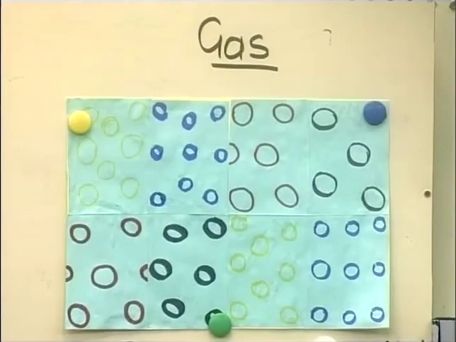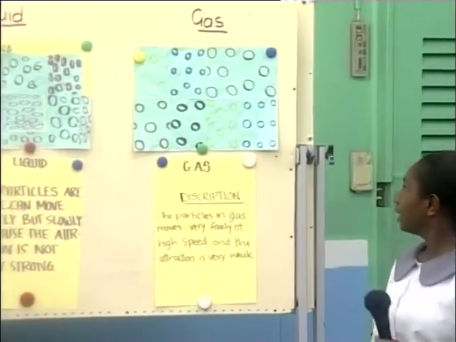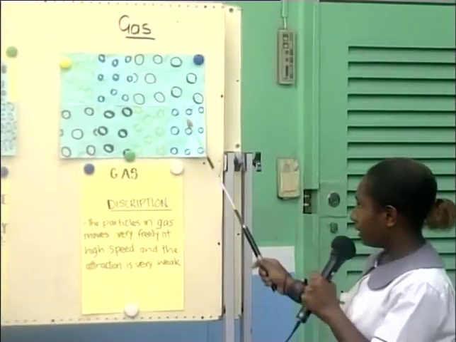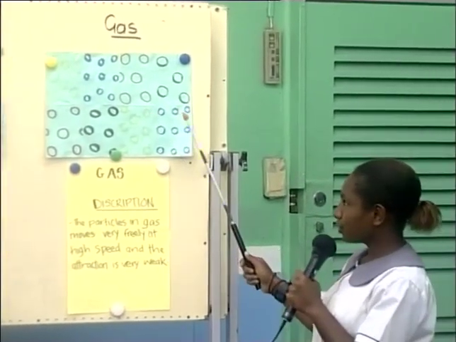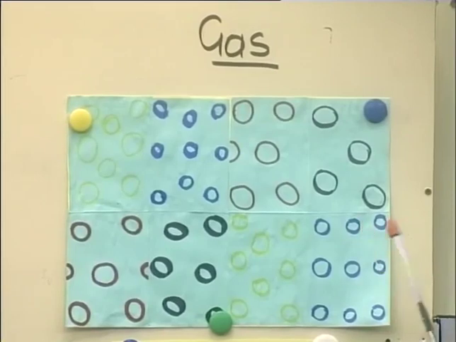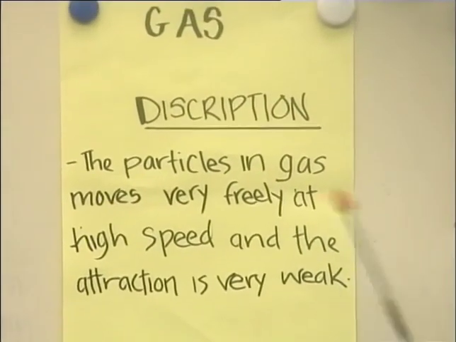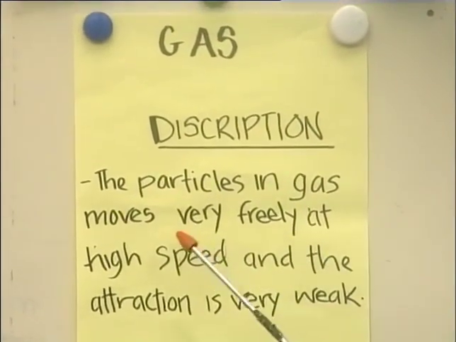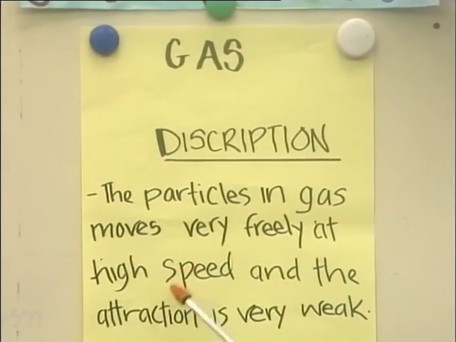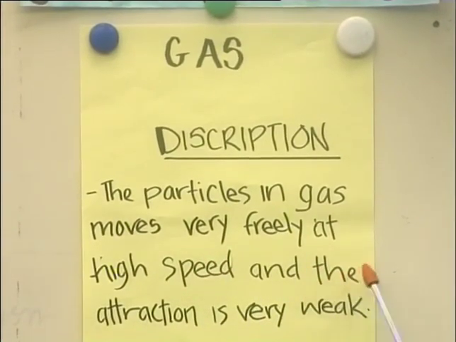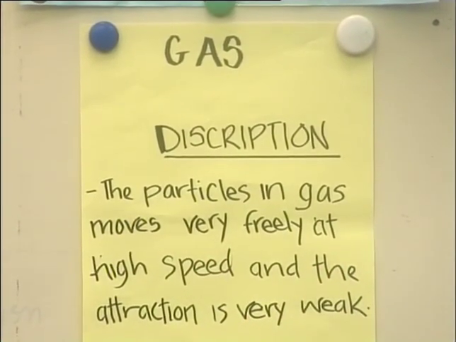We have our last presenter, please, for gas. This picture shows the particles in gas, how they are arranged. Here is a small description of particles in gas. The particles in gas move very freely at high speed and the attraction is very weak.